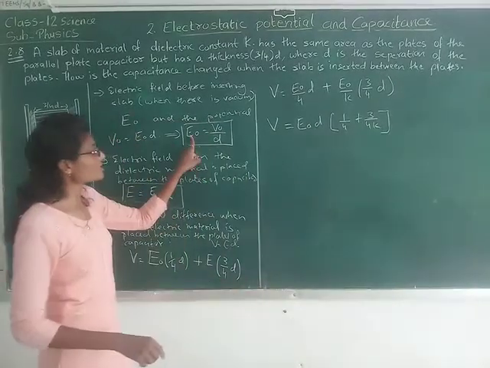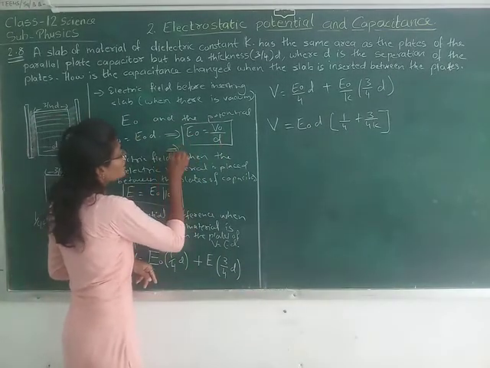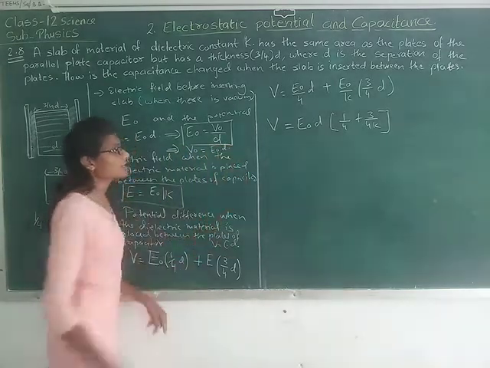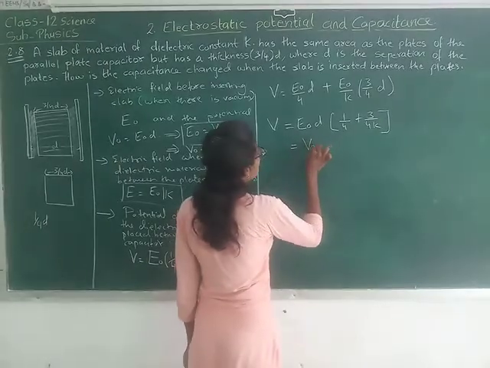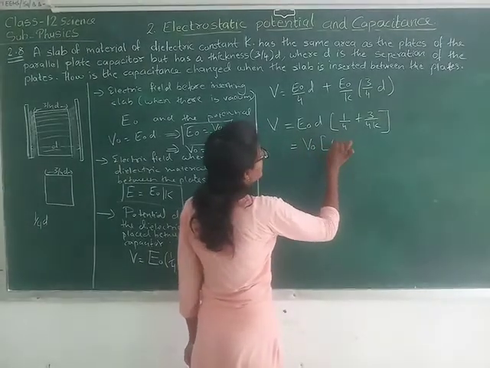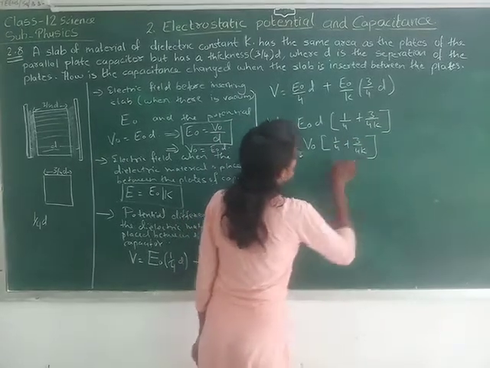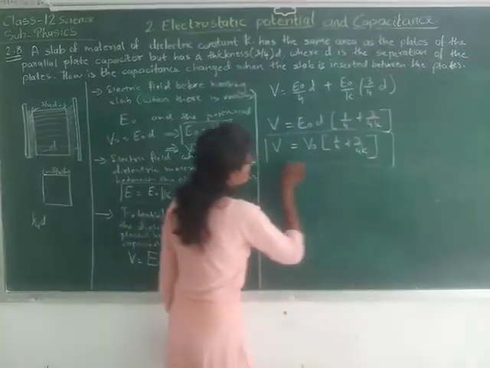E0D, from this equation can I write, taking this D over here, V0 equals to E0D, right? So here that will be V0 times 1 by 4 plus 3 by 4 K, right? So this is the equation for V.